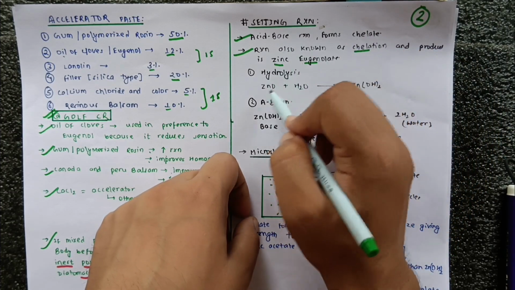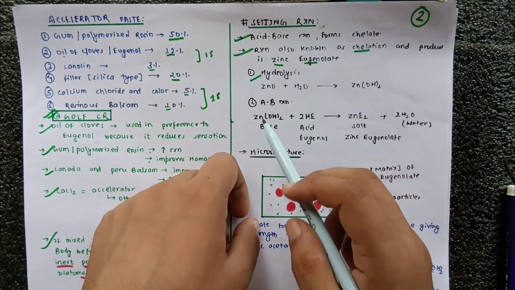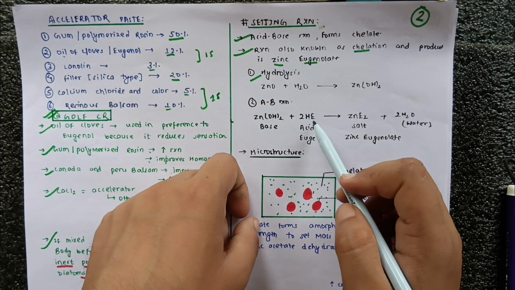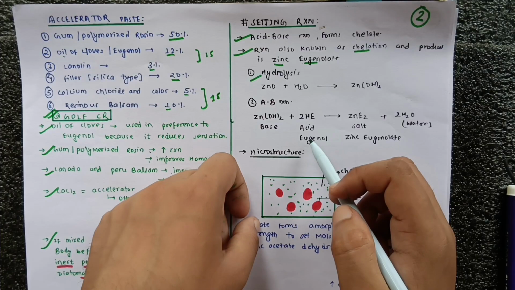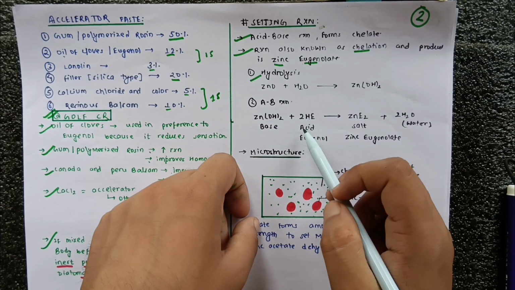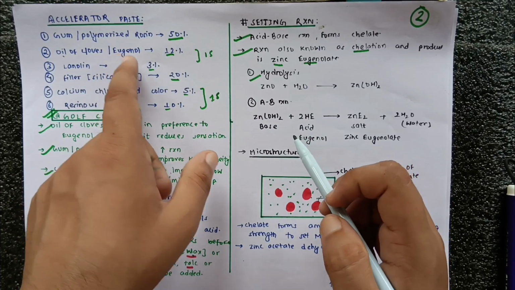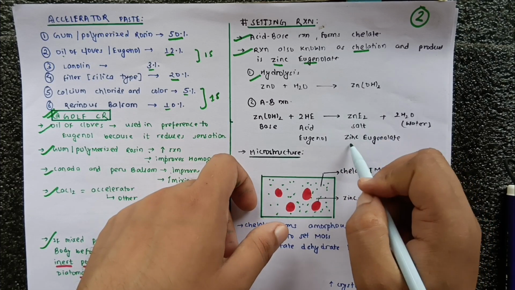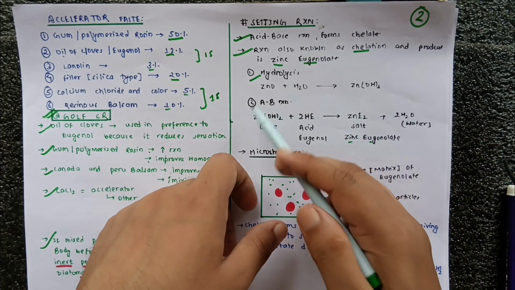So in hydrolysis, zinc oxide plus water gives zinc hydroxide, and the next portion of the reaction is the acid-base reaction. Zinc hydroxide plus 2 HE, so it is the base, and eugenol is the acid. So this base and this eugenol, the oil of cloves, which was also present in the accelerator paste, react and form the salt. That is zinc eugenolate, and water is produced as a byproduct.